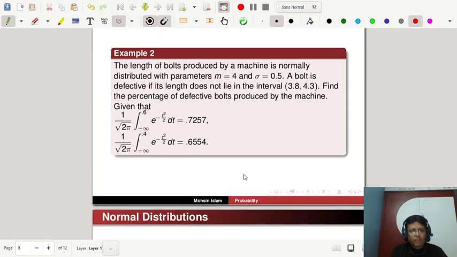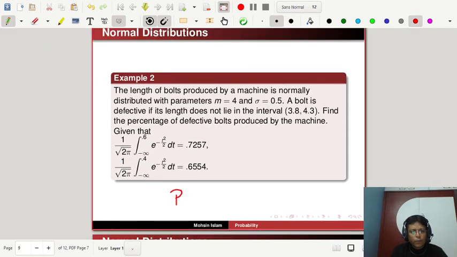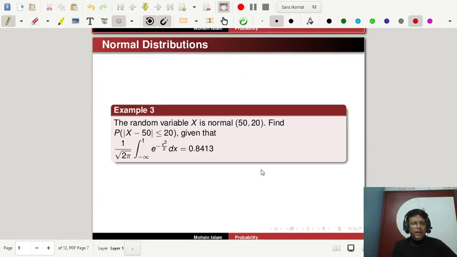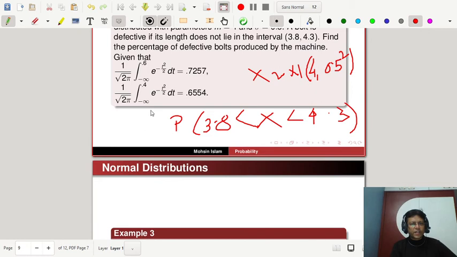So I am giving you a hint over there. You have to calculate probability of 3.8 less than x less than 4.3, right? But you have to write that x approximately follows normal distribution with mean 4 and standard deviation 0.5, that is variance 0.5 square. So this is the thing you have to write.